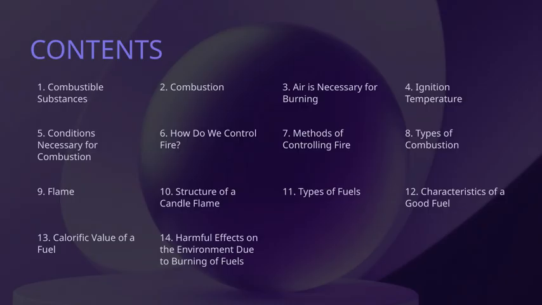Following that, we'll explore how we can control fire, methods to start it when needed and prevent it from spreading when it's dangerous. We'll examine the structure of a candle flame, which helps us understand the different zones involved in a flame. We'll also look at the ignition temperature, which is the minimum temperature required to start combustion. Moving on, we'll review the types of combustion, complete and incomplete, and how they differ. We'll then consider the calorific value of a fuel, meaning how much energy it releases when burned.